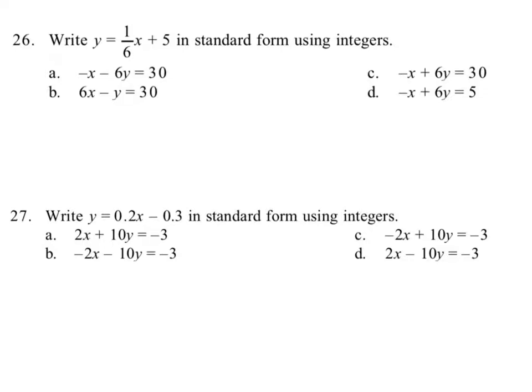Okay, rewriting in standard form using integers. The first thing that we need to do is take the equation and clear any fractions. If there's just one fraction, we're going to multiply by the denominator. We want to multiply by what you see in number 26. That's 6, everything by 6, in order to clear it.